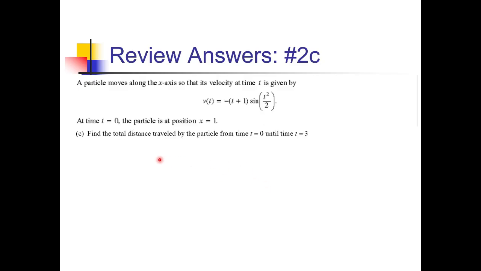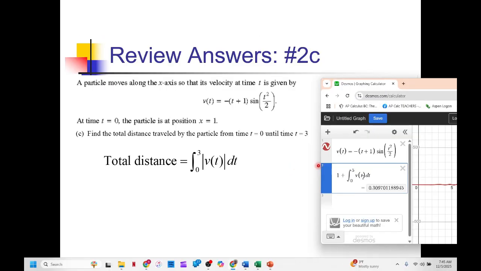For part C, they want the total distance traveled by the particle from time 0 to 3. So for this, we just need to take the integral from 0 to 3 of the absolute value of the velocity. That will ensure that all those little distance strips are counted as positives and there's no negatives mixed in. So integral 0 to 3, absolute value of velocity, v of t, dt. Back to Desmos we go.